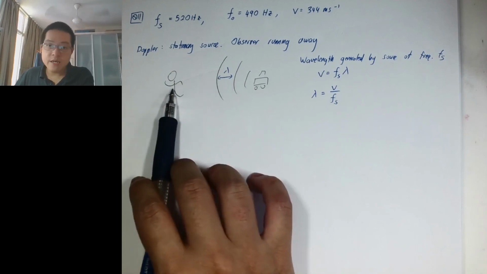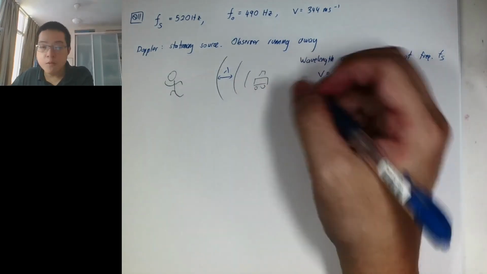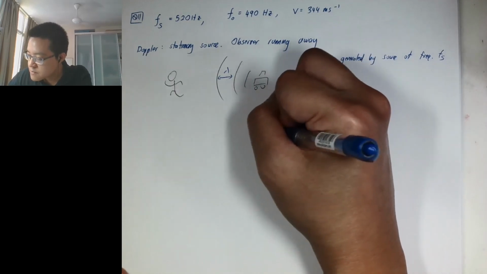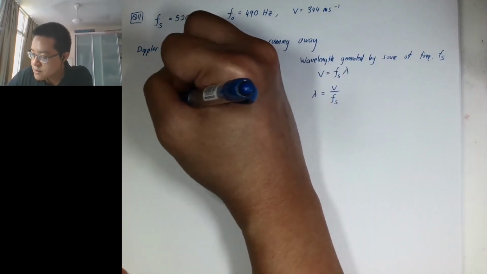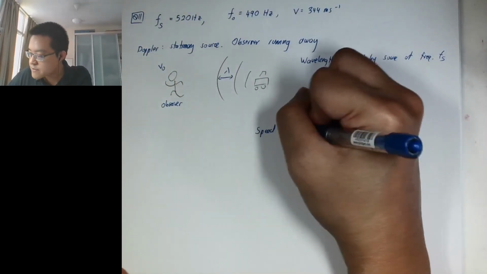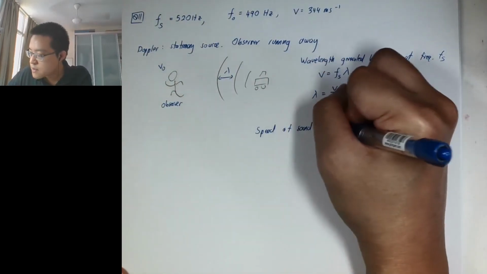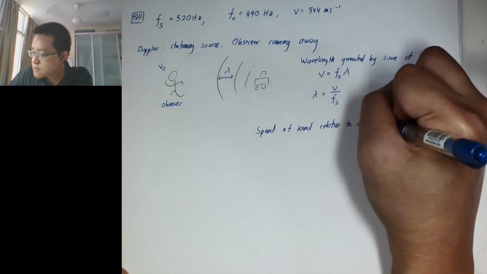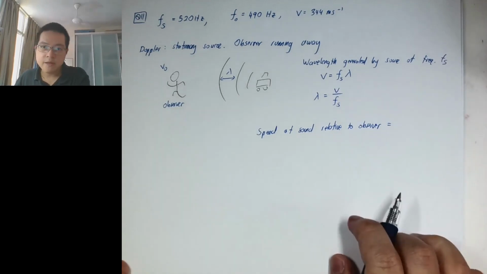But what you hear is different because you are moving relative to the sound. So, the speed of sound relative to the observer. This is the observer running at the speed V0. So the speed of sound relative to the observer is equal to what?